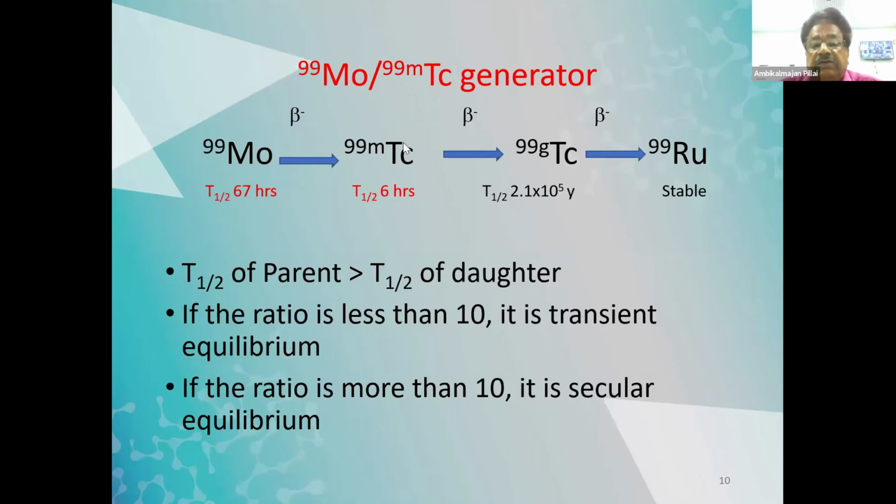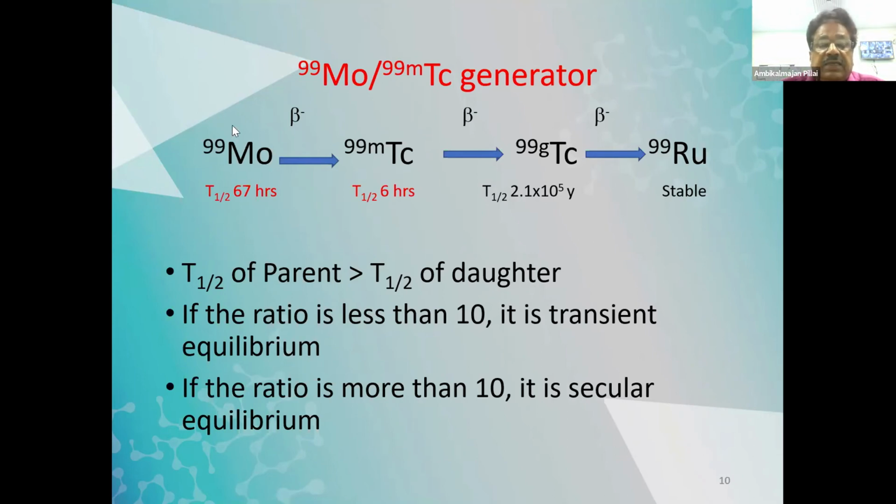It gives an isomeric transition. In isomeric transition, it goes to technetium 99g, and this has got a very high half-life, almost about 200,000 years. Then technetium 99g will decay to ruthenium 99. So essentially, we will consider only these two radionuclides.